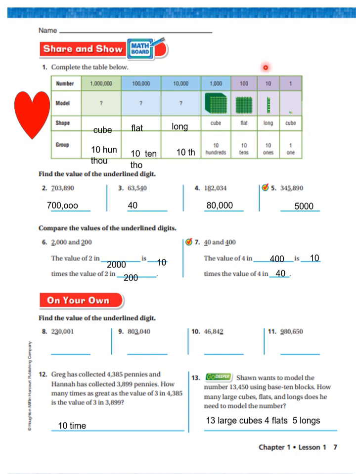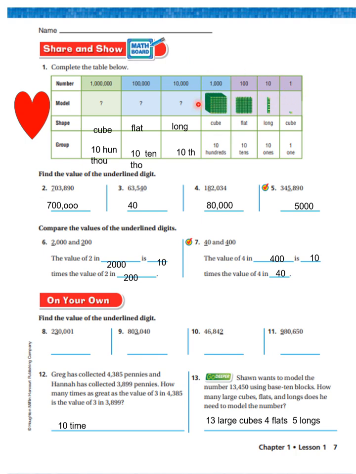The number is a 10. The model and shape is a long, and it is 10 ones. The number is 100. The model and shape is a flat. The group is 10 tens. The number is 1,000. 1,000 is represented by a cube, and it's 10 hundreds. Okay, now we have 10,000. Remember the pattern. Cube, long, flat.